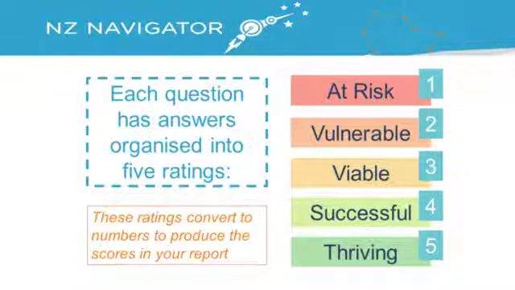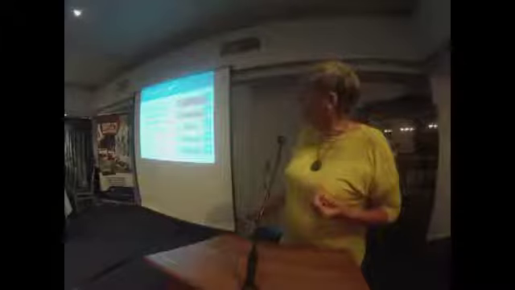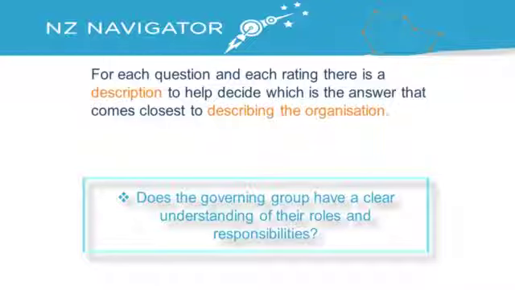There are ratings associated with those questions, which are the 5 ratings there. They come through, and that's pulled through into your final report. So for each question, there's a descriptor. So it's almost like a rubric, so you can pick where you are on that phase of development.